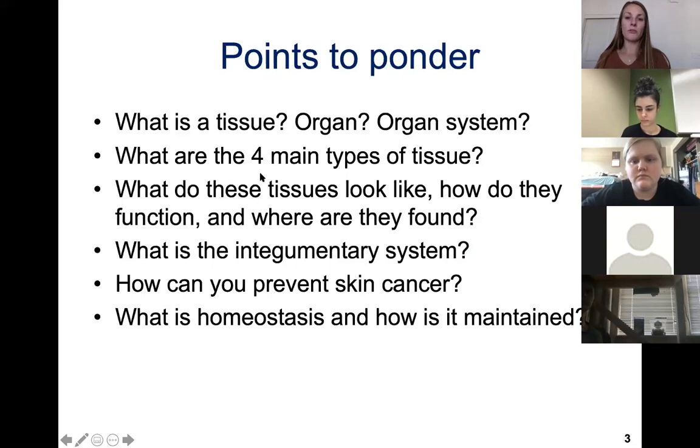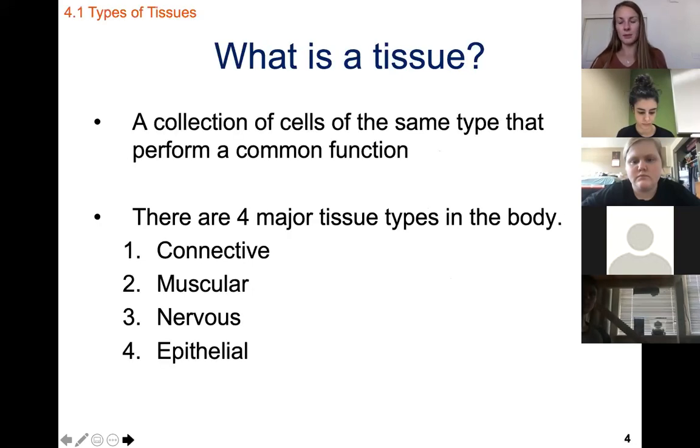We're going to talk about what the 4 main types of tissues are and what they look like, what their function is, where they are found. We're going to talk about the integumentary system. We're going to talk about skin cancer and how you can prevent it. It has something to do with that integumentary system. And what is homeostasis and how is it maintained for the specific organ systems.